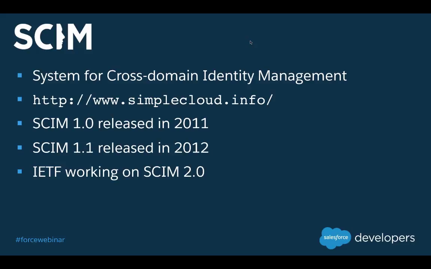SCIM was released, gosh, nearly 4 years ago as 1.0. It was quickly followed by an evolution, a slipstream release of 1.1. And that's the version that most vendors have implemented now. And as we'll see in a few slides, it's been very, very widely implemented. SCIM is actually at the IETF, the standards body, where they're working on nailing down SCIM version 2.0. I don't think there are many functional changes there. It's mainly a case of removing ambiguities and further standardizing the work that's gone on.